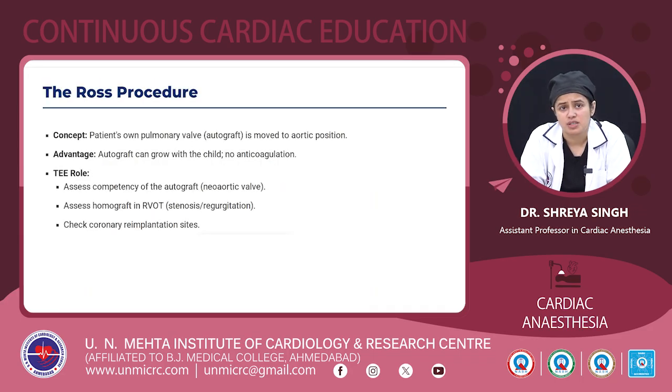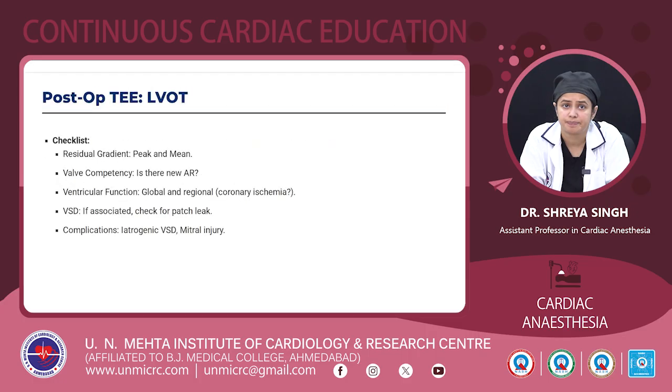Talking about the Ross procedure, so here the patient's own pulmonary valve is used as autograft and moved to the aortic position. The advantage is that autograft can grow with the child and no anticoagulation is required. In TEE, our role is to assess the competency of the autograft, which is now the neo-aortic valve, assess the homograft in the RVOT for stenosis or regurgitation, and also check for coronary reimplantation sites.